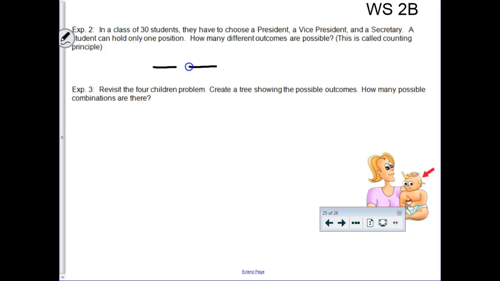So there's 3 decisions, 3 things that we have to think about: the president, the vice president, and the secretary. And when I go to choose this president, how many options do you have? You have 30 kids to choose from, right? So then you assign somebody to be president. So now for vice president, how many options do you have? 29. And then you only have 28 for secretary. And you're supposed to multiply your options together. And that tells you how many outcomes are possible.